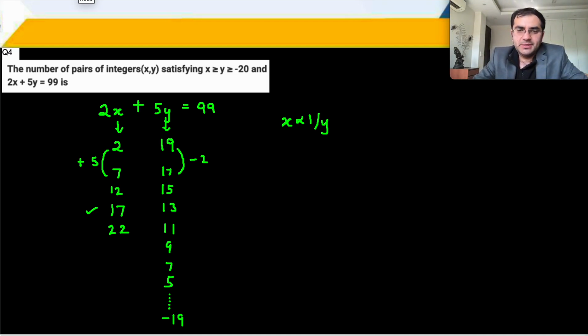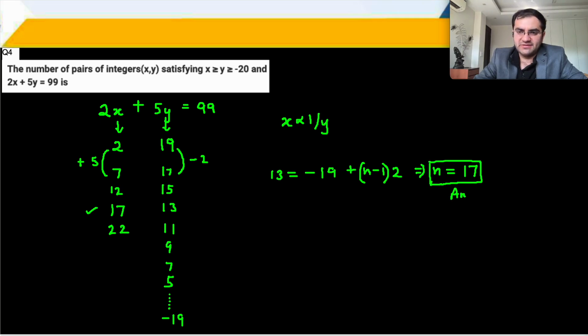So now it's an AP. Just count the number of solutions ending at 13, starting from minus 19. A plus n minus 1 into d, common difference of 2. Solve, get the value of n. N turns out to be 17, is your right answer for this question.